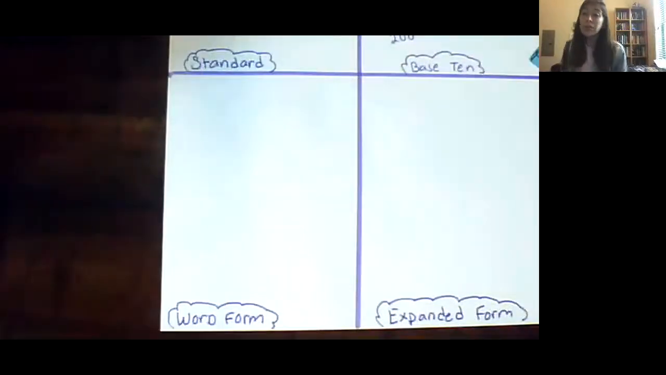Ooh, word form. Now this one can be kind of tricky. Word form is like what you say the number. So say the number again.